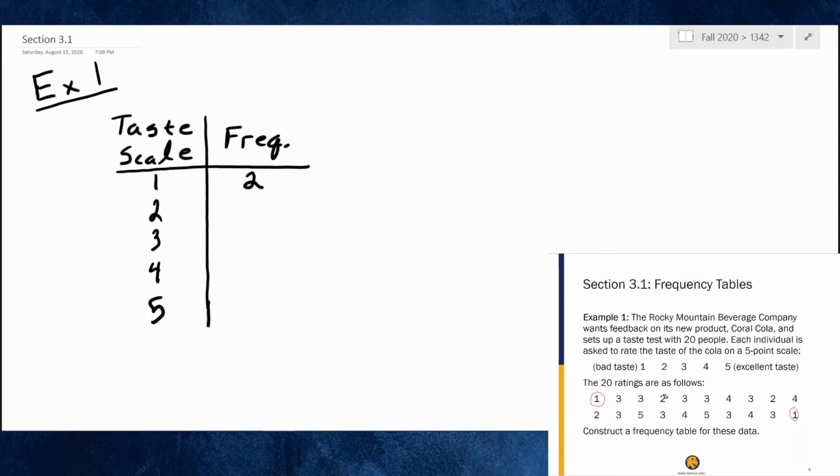Then we'll look for the 2s. Looks like in here we have 1, 2, 3 2s. So put that in the column for frequency. And we'll count the number of 3s. Looks like we have 1, 2, 3, 4, 5, 6, 7, 8, 9 3s.